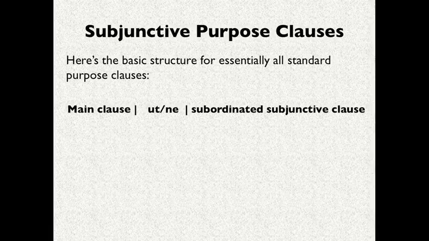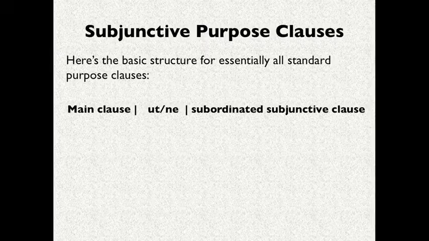Here's the basic structure for essentially all standard purpose clauses. You may see some variation in authentic Latin, but here's the essential foundation. First, you're going to have a main clause. Then you'll have the particles either ut or ne, depending if the sentence is positive or negative, followed by a subordinated subjunctive clause. That is a clause that contains a subjunctive verb.